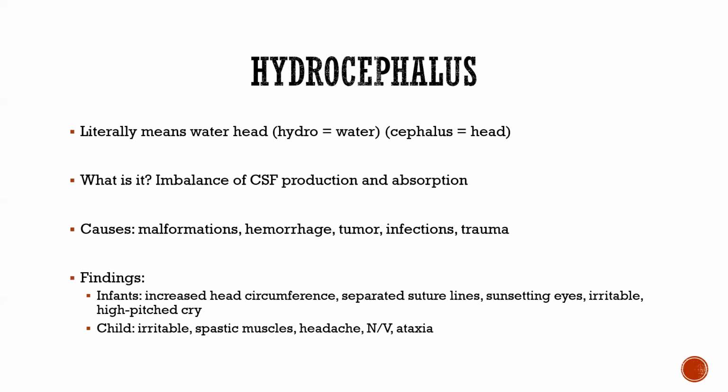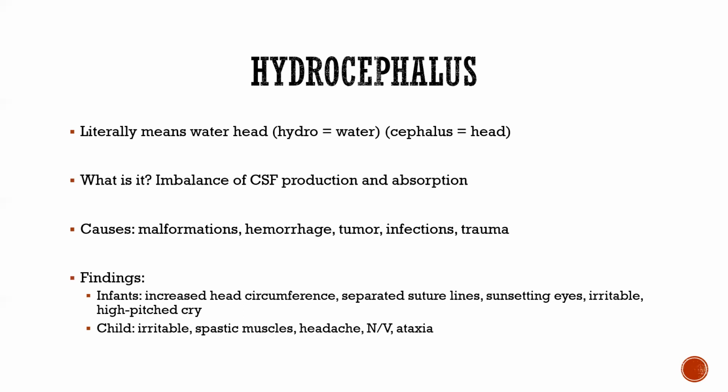Okay. So our findings for infants, the head is bigger. So we have an increased head circumference. You may notice the suture lines of the skull are separating. There's actually space between those sutures where there shouldn't be. Sun-setting eyes. That's where their eyes are down. They're like half closed and their eyes are looking down into their eye sockets. Very irritable and a high-pitched cry. Like I cannot say that enough. A high-pitched cry in an infant usually means some sort of neurological disturbance.